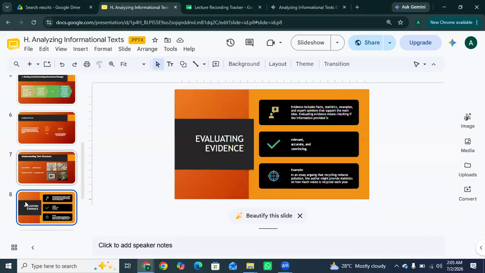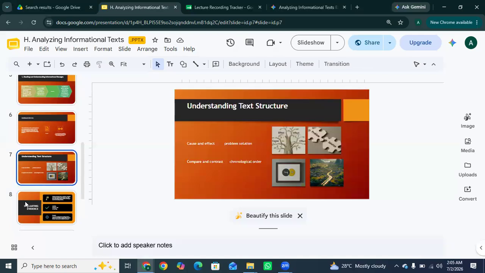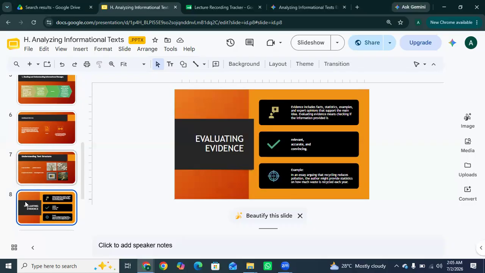The next one is evaluating evidence. It teaches you how to test if the author's point is sound. Evidence includes facts, statistics, examples, and expert opinions that support the main idea. Evaluating evidence means checking if the information provided is relevant, accurate, and convincing. This means checking the author's proof, like facts, numbers, or expert opinions, to see if it is believable and actually matches their point.